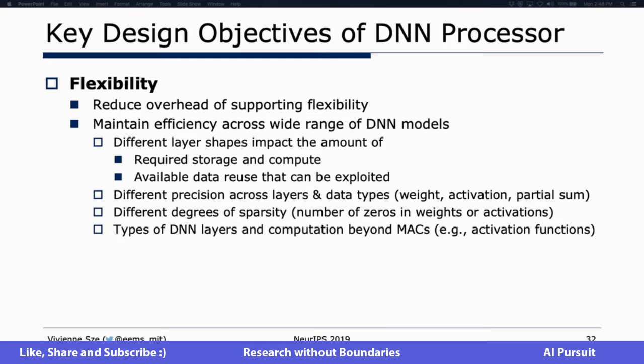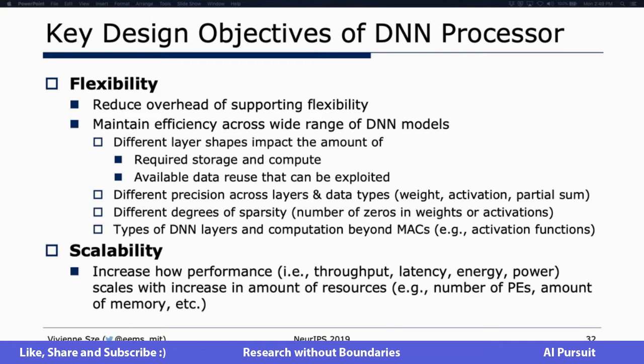Different degrees of sparsity, right? I could have very sparse data or very dense data, and sparsity refers to basically the number of zeros you might have in your weights and activations. And then also in general, the type of DNN layers: can I support convolutional layers, fully connected layers, recurrent layers, and so on, and also computations beyond MAC itself, like various different activation and pooling functions. So flexibility is very important, and then finally scalability, as I mentioned, is also really key.